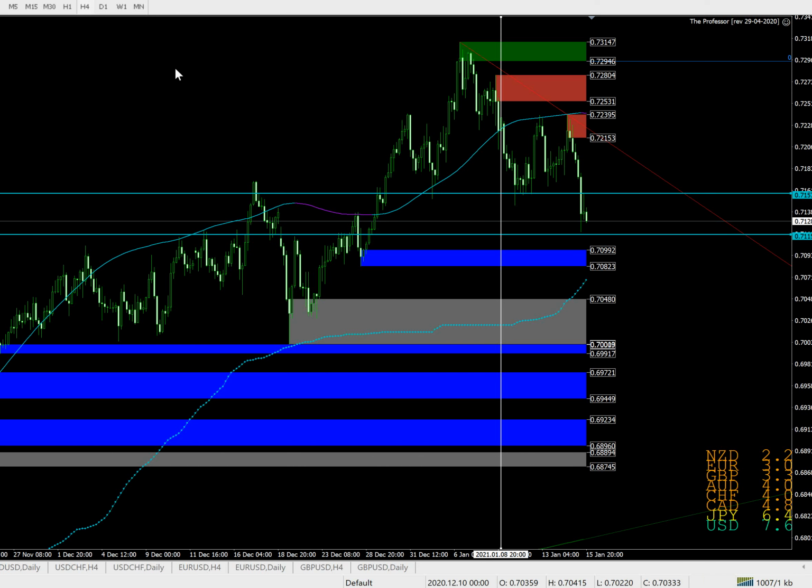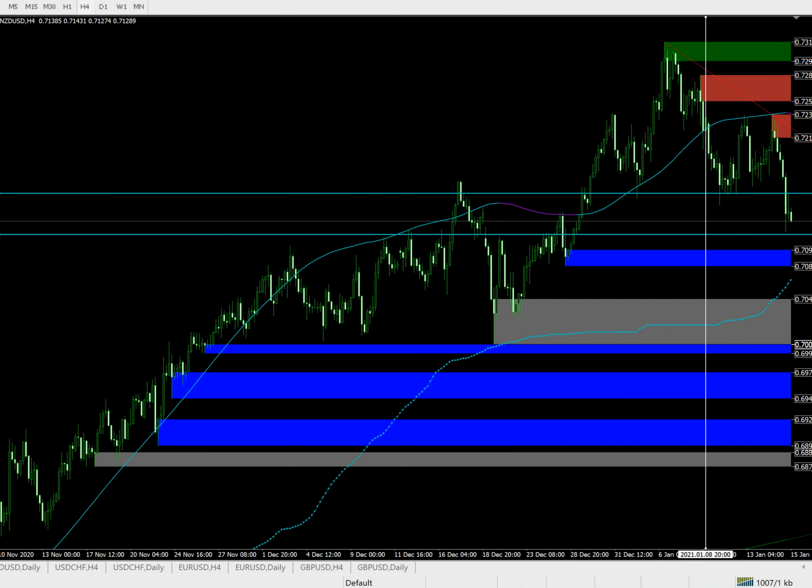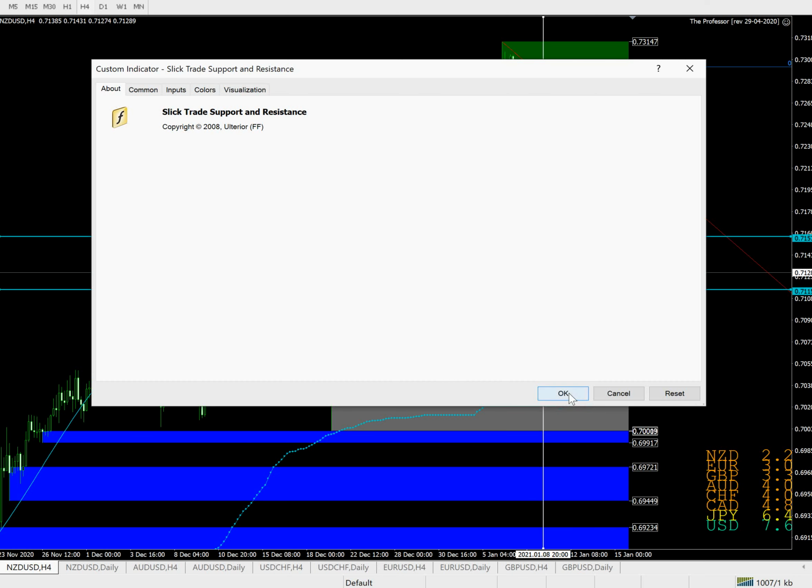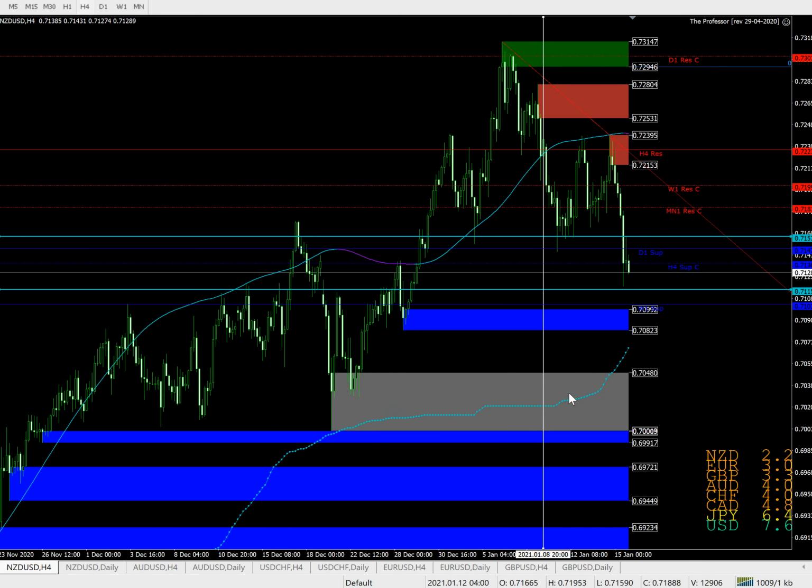We do have some great little indicators, if you are not well-versed in creating your own. Let's see here. What do we have? Here's a support and resistance. So this is the slick trade support and resistance.